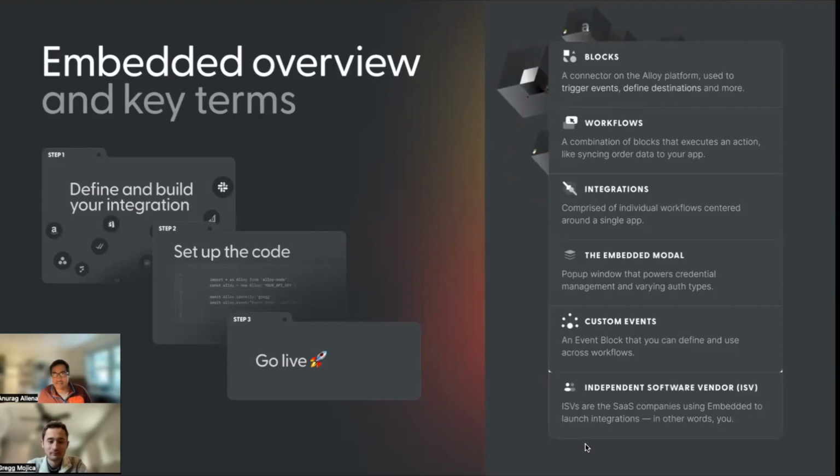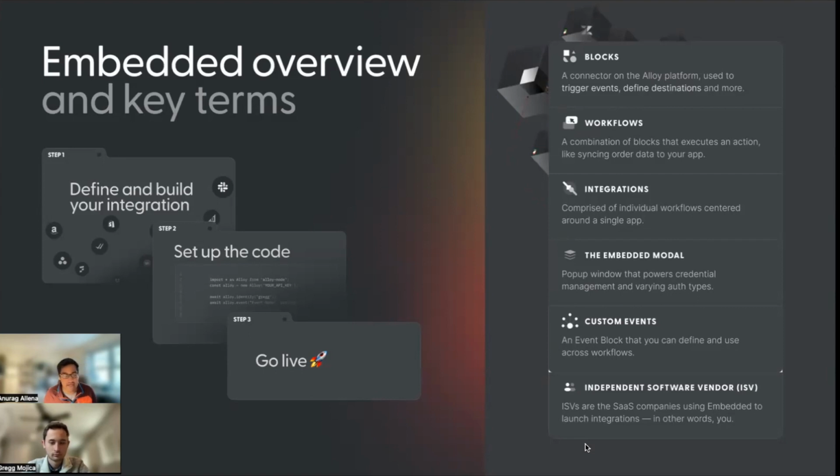Okay, so as promised, we'll do embedded overview and key terms first, right? So the first thing that I want to call your attention to is that there are basically three key steps to launching an integration with embedded. There's defining and building the integration, which is done in Alloy's backend. That's where you use our drag and drop builder to define data flow, which apps you're connecting, things like that. There's setting up the actual code, right? So embedding our SDK and then presenting yourself with the different options where you can share integrations with end users. And then there's actually the go live, right? When you launch the integration, when end users start reaping business value from it.